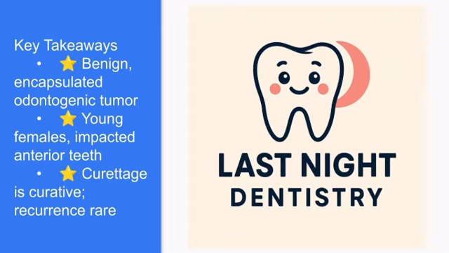The key takeaways from this lecture are that AOT is a benign encapsulated odontogenic tumor. It commonly affects young females and is associated with impacted anterior teeth. I will again say, impacted anterior teeth. Treatment is simple curettage and recurrence is rare. This topic is mainly covered from your oral pathology textbooks, including Neville, Oral and Maxillofacial Pathology, Shafer's textbook, and all these books.